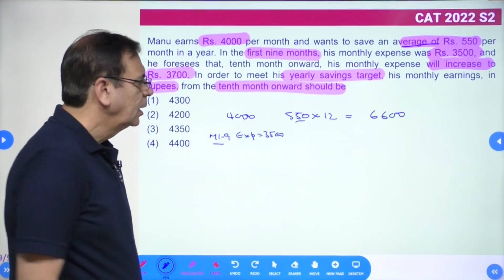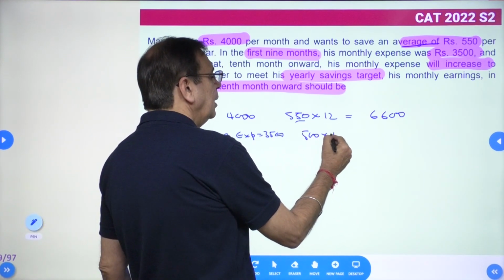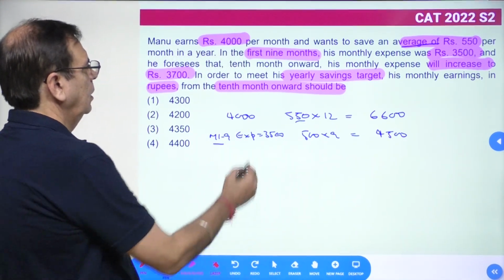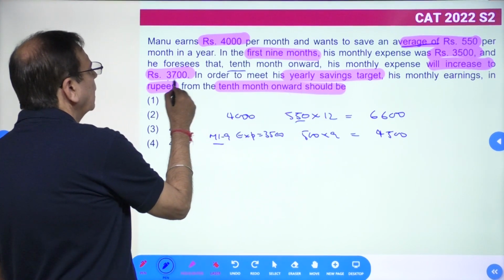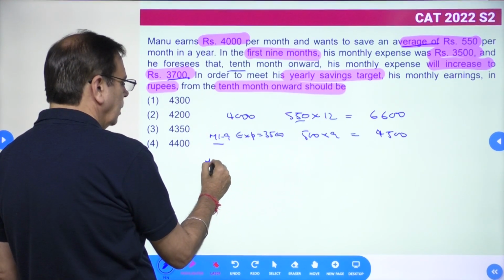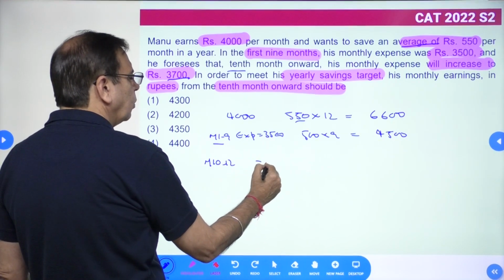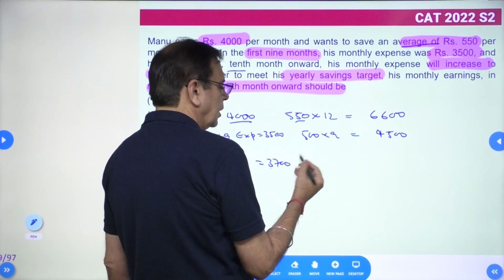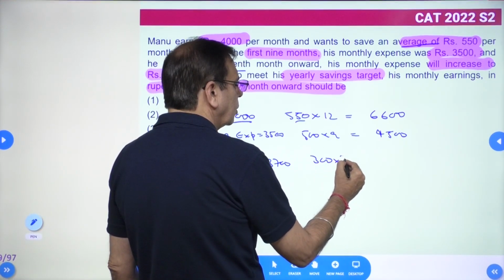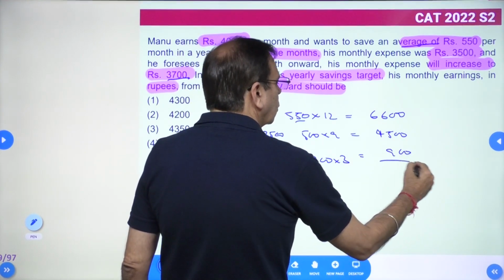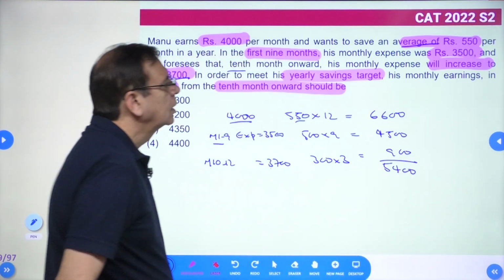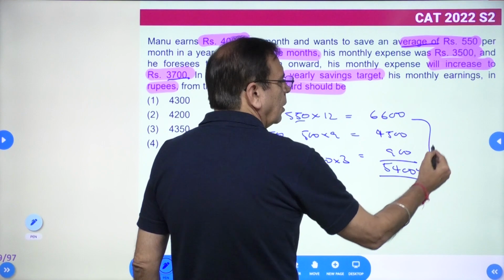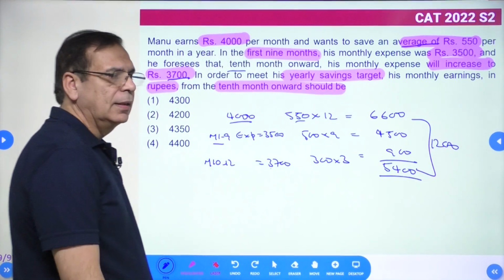So what is his saving? He's saving 500 rupees in 9 months. 4,500 rupees he saved, right? Okay. 10th month onwards, his monthly expense will increase to 3,700. So month 10 to 12, his expense will be 3,700. So what is his saving going to be? 4,000 में से 3,700 गए, you are left with 300 into 3, which is 900. So his saving is going to be 5,400. His target was 6,600. So what is the shortfall? 1,200 rupees.